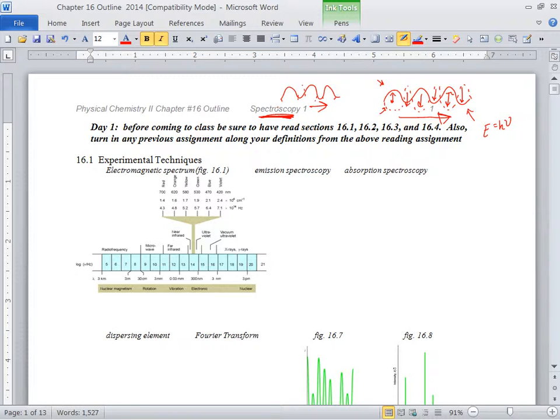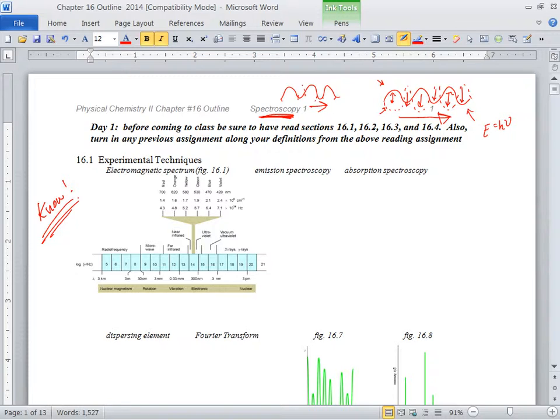Okay. So, electromagnetic spectrum, our first figure, figure 16.1. You should definitely know this. In fact, you should already know it by having had instrumental. Now you have your cheat sheet here.